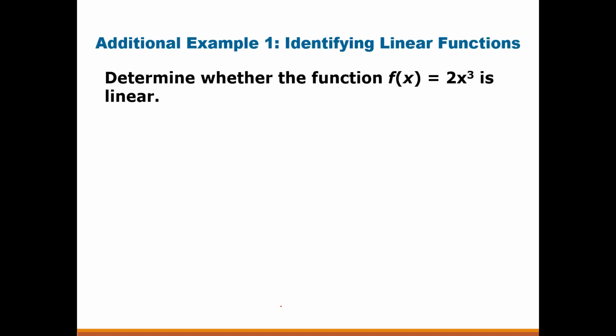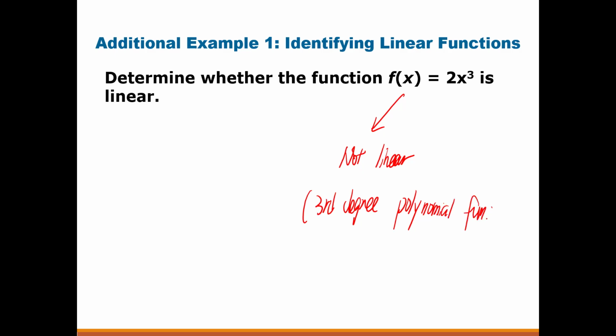Now, determining whether the function f of x equal 2x cubed is linear. No, this is not linear because the power is 3. Okay, so this is a third-degree polynomial function, right? A linear function is first degree because the power for x is 1. So it's a first-degree polynomial function.